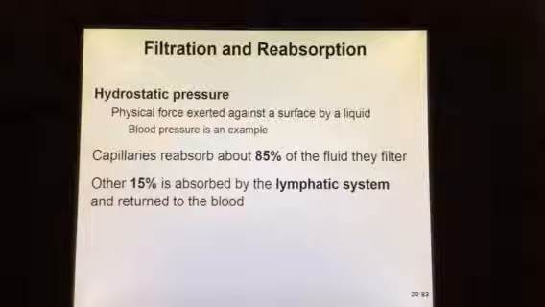Hydrostatic pressure is also a force that we need to take into consideration. It's the physical force exerted against a surface by a liquid. We've already talked about blood pressure as an example of that. Of the fluid moving through them, the capillaries are reabsorbing about 85% of that fluid. The other 15% is absorbed by the lymphatic system and eventually returned to the blood.